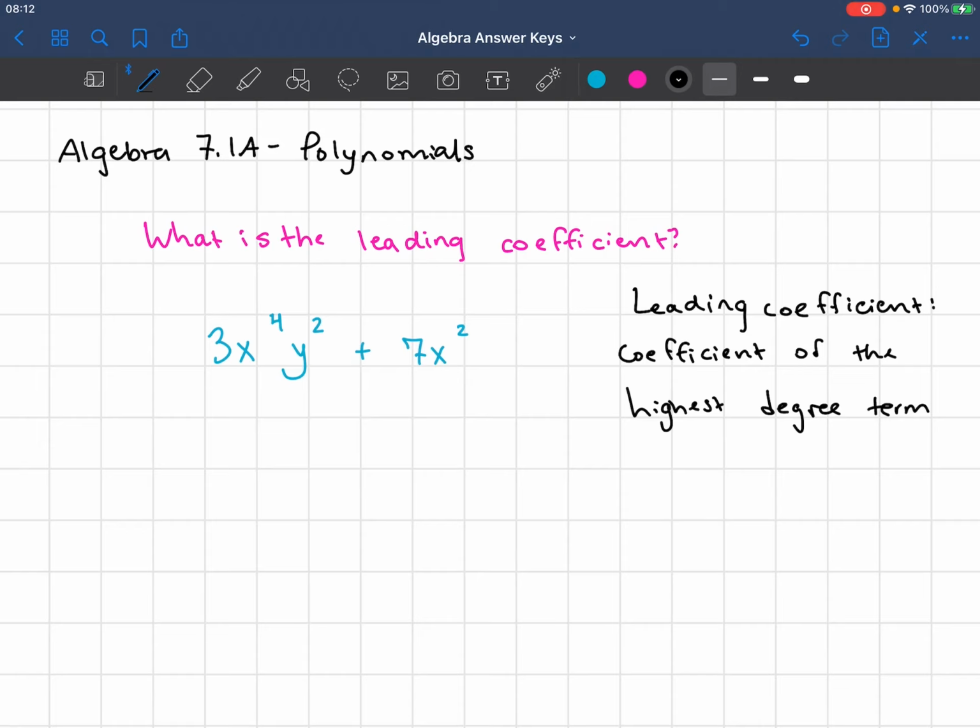Your homework may also ask you, what is the leading coefficient of the expression? We remember that a coefficient is just the number multiplying any variable expression. So there's 2 coefficients in this expression here. The coefficients are positive 3 and positive 7. Which one is the leading coefficient? It's the coefficient of the highest degree term. So in this case, because x to the 4th has the highest exponent, the leading coefficient will then be 3.